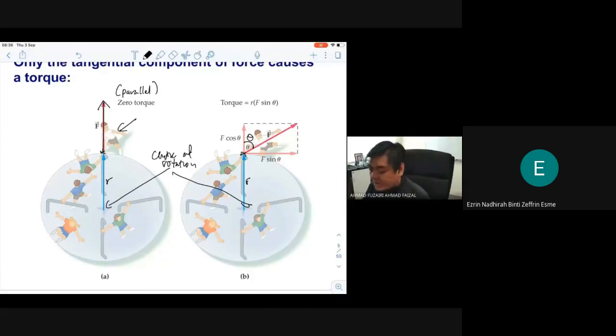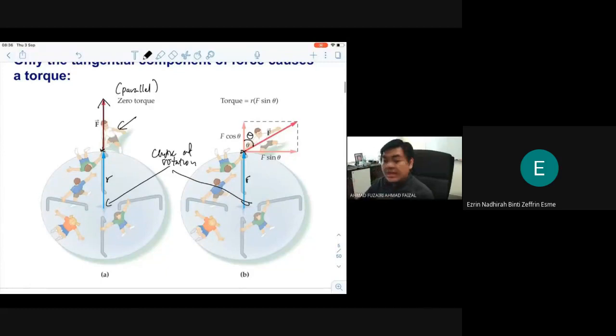Ada two sets of scenario dekat sini. Ada scenario A and scenario B. In scenario A, kita tengok force is parallel to the lever arm, and in figure B, force have a small amount of theta and have been divided into components, which is component X and also component Y. This is the F that we are talking now.